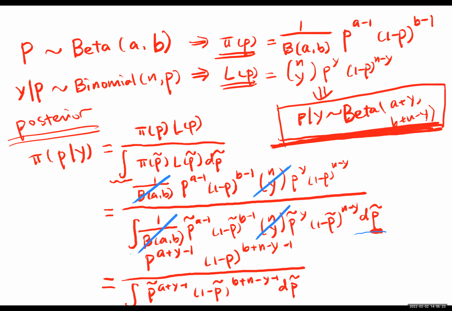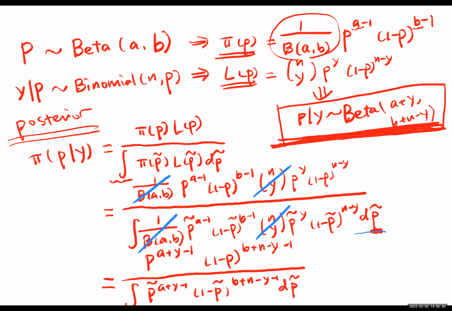So, okay, we know the answer eventually. We know that's going to be a beta with A plus Y and B plus M minus Y. So those will be our new A and B over here. If eventually it is indeed a beta posterior, then we should have a constant that we can derive in our derivation.